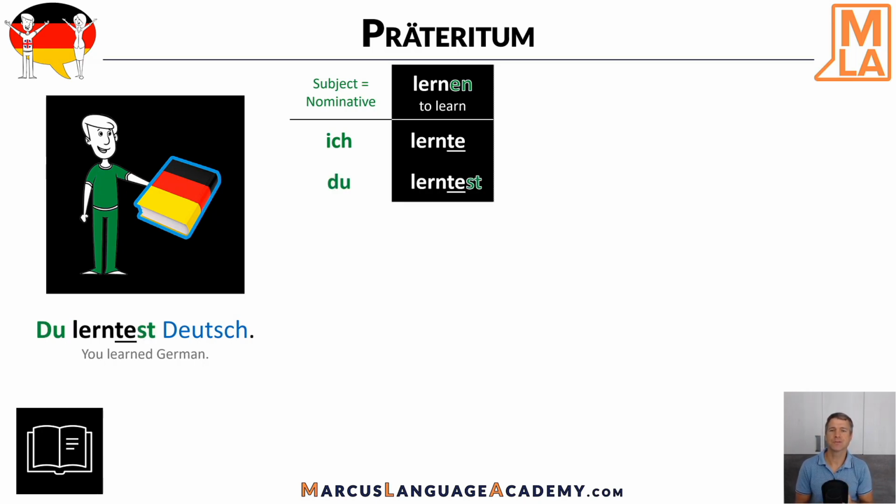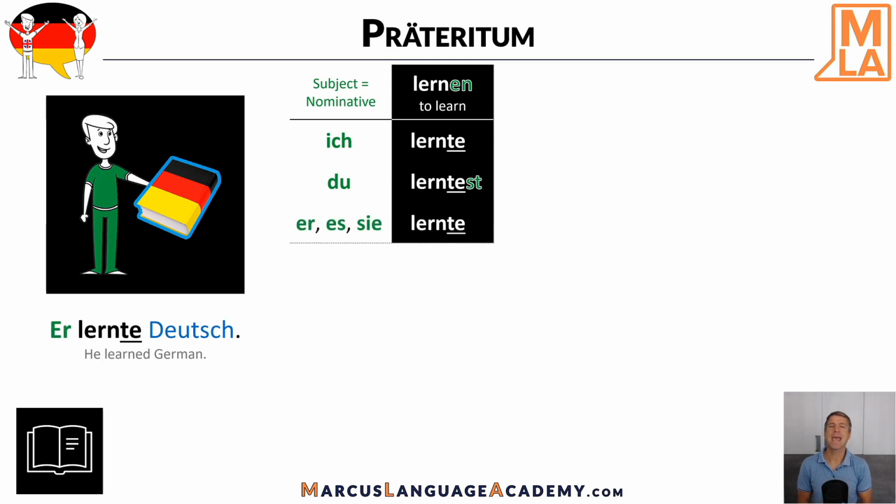Next, the second person singular. Du lerntest. Du lerntest Deutsch. You learned German. And here is an additional ending, st. And the third person singular is like this. Er lernte. Er lernte Deutsch. He learned German. Interestingly, it's the same conjugation as in the first person.